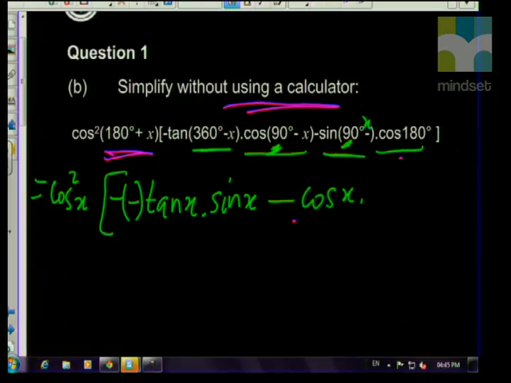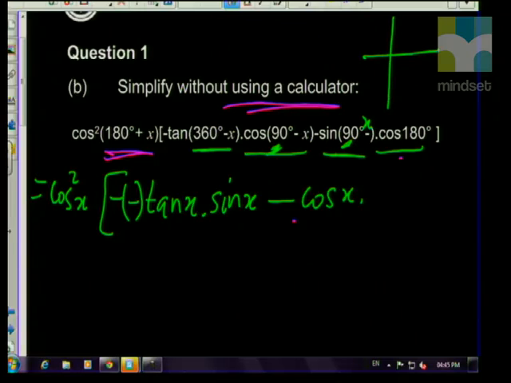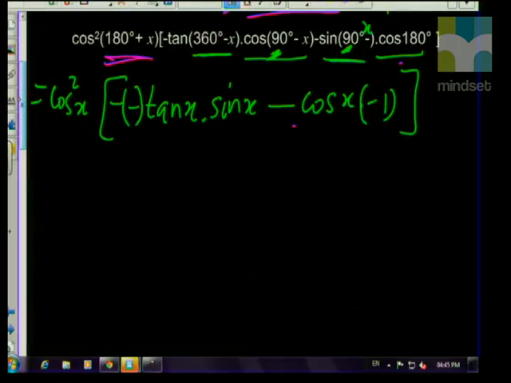Now, you have cos 180 degrees. That's special, right? Or you can just draw a graph of cos. There's 90, 180, and then your y is minus 1. So cos of 180 is negative 1, and then close bracket, right? So now we move on, right? You've got your cos squared x, which stays as cos squared x, bracket. I have a negative times a negative, that gives us a positive. So it's positive tan of x.